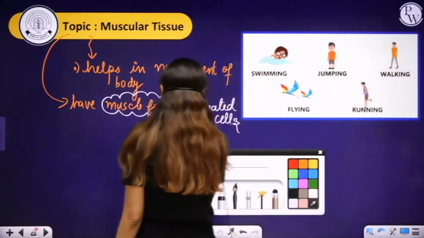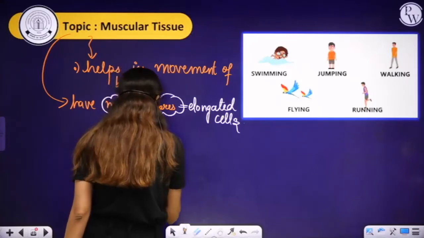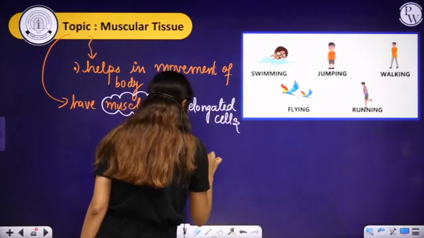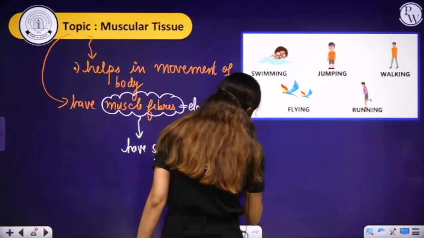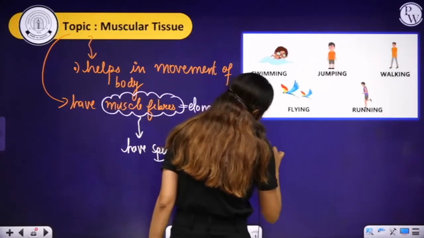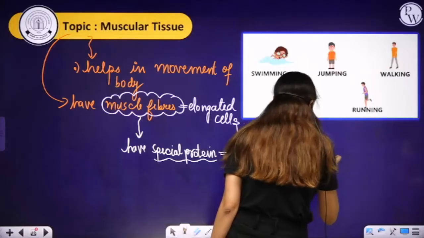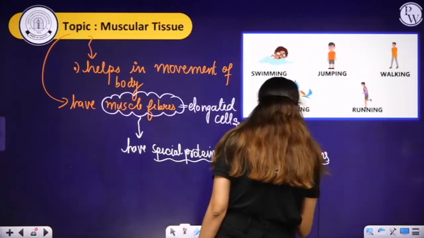They'll be having special proteins. And those special proteins are called contractile proteins. Why I am saying that, I'll tell you. By the way, the names of those contractile proteins are actin and myosin.